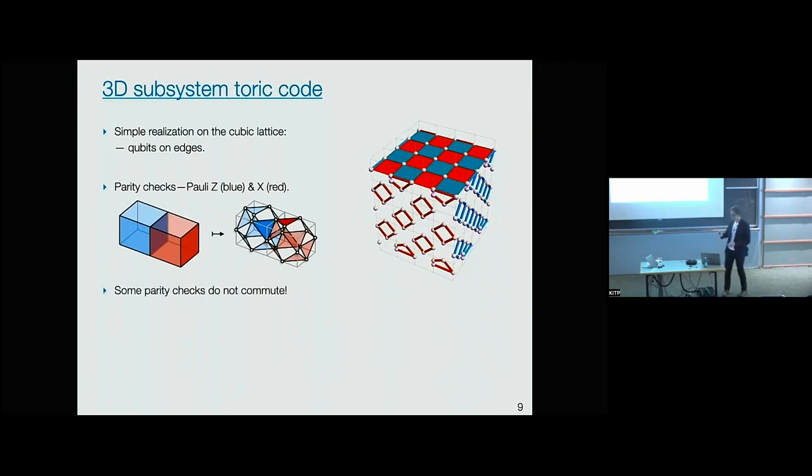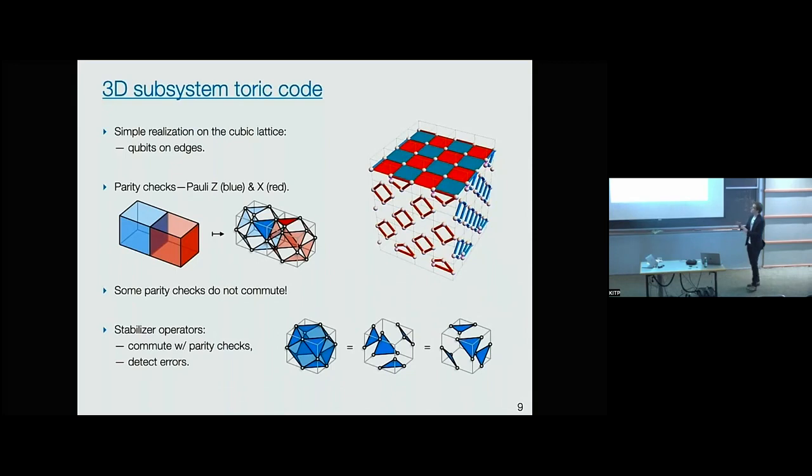And then, if you're paying attention here, you may notice that some parity check operators that we measure don't commute. For instance, the blue Z triangle here and the red X triangle there overlap on one qubit, thus they don't commute. But is that a bug? Well, it's not a bug, it's a feature. It's a subsystem code. It's not a stabilizer code, it's a subsystem code. It's a slight generalization of stabilizer code.